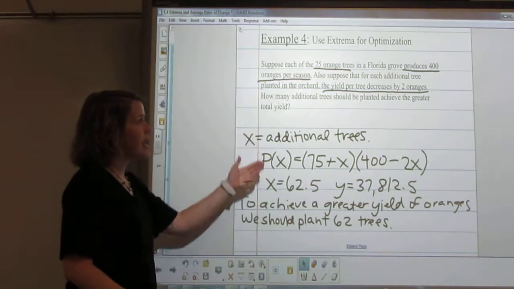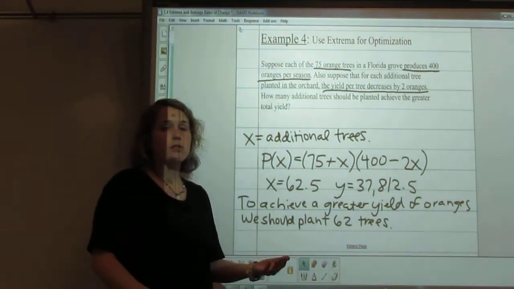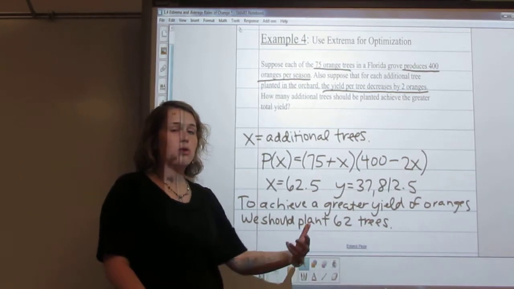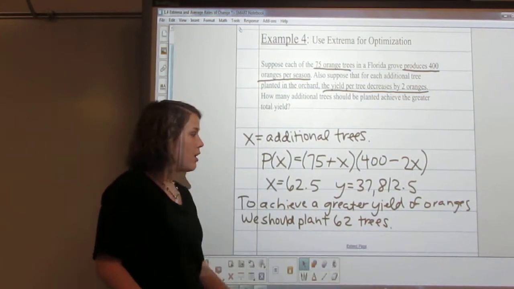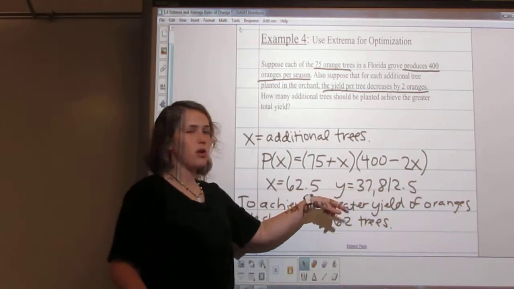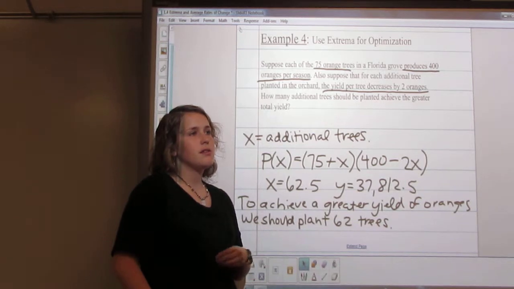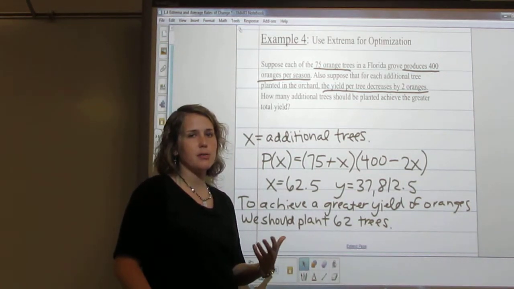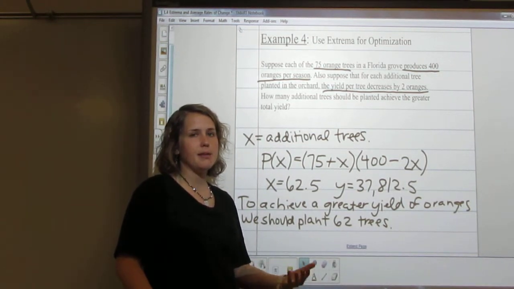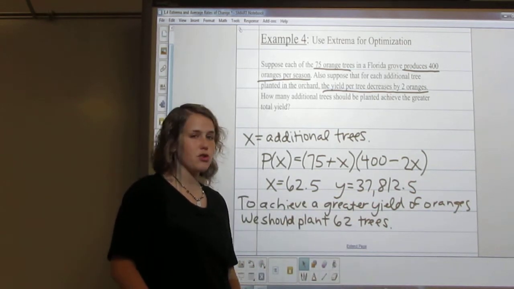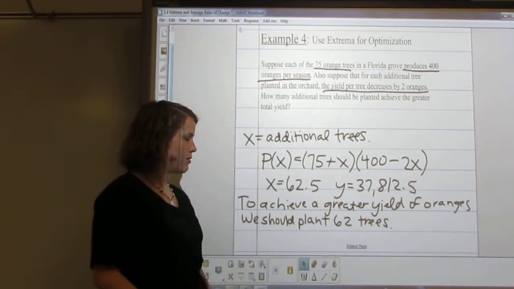But if they asked, what is the greatest yield? If we planted 62 trees, how many oranges would we get? Well, that's our y value here. So if it asks you to find the greatest amount of oranges that we could get if we planted the maximum amount of trees that we could, then our answer would be 37,812 oranges. So that would be our maximum yield.